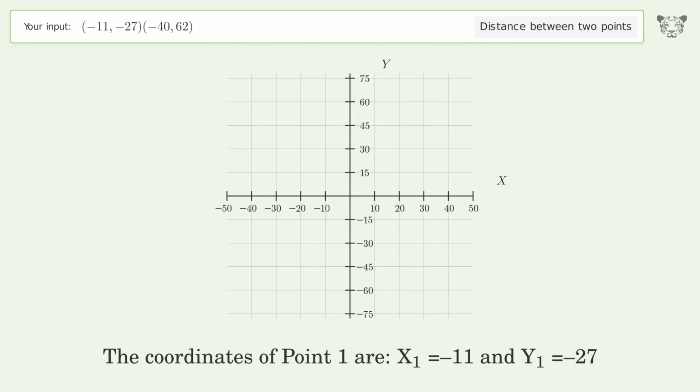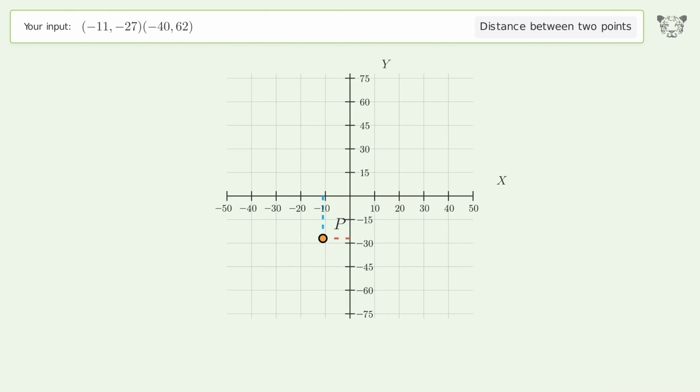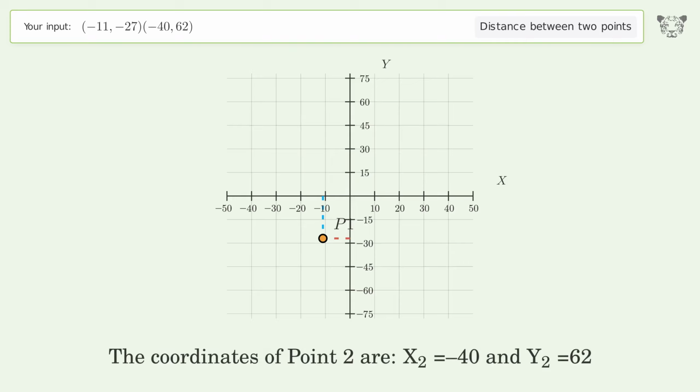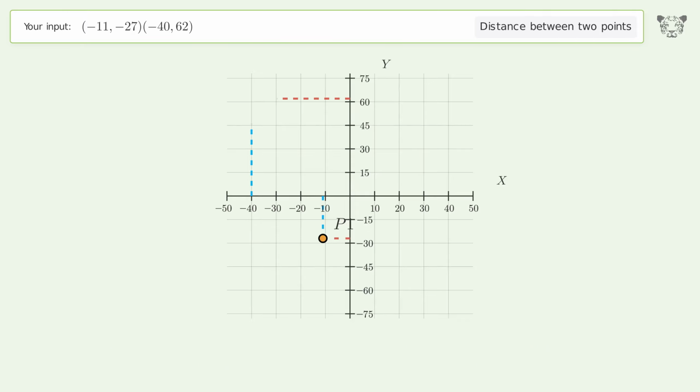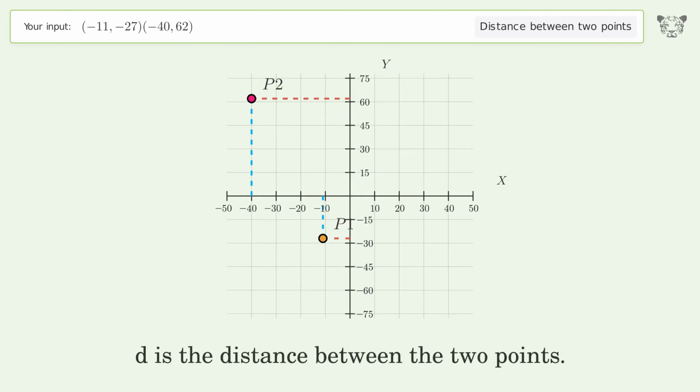The coordinates of point 1 are x1 equals -11 and y1 equals -27. The coordinates of point 2 are x2 equals -40 and y2 equals 62. D is the distance between the 2 points.